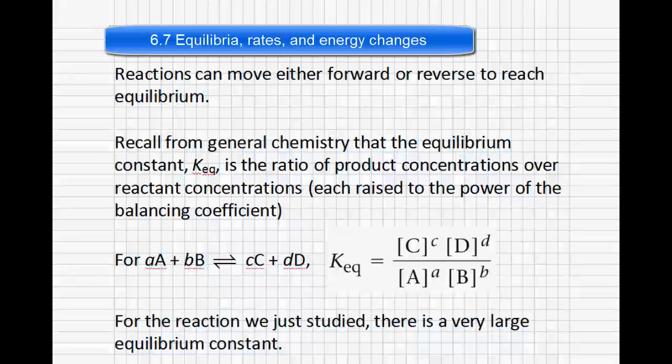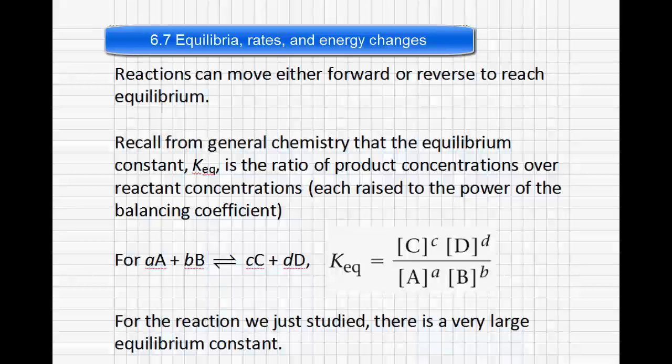We're going to write a reaction where it's reactants making products. Okay? It's not going to be very useful to us if just the reactants are favored. We'll just have reactants that will just sit there and not form any new products. Okay? We want products to be favored. So what does that mean about equilibrium?